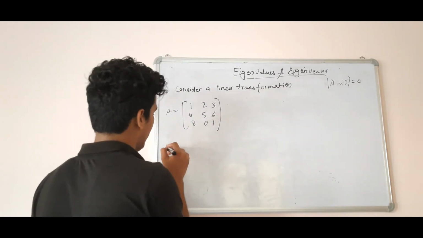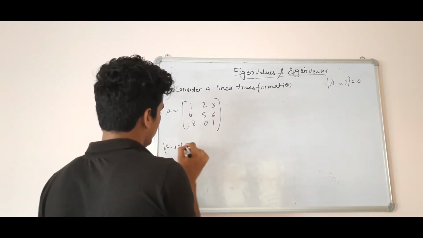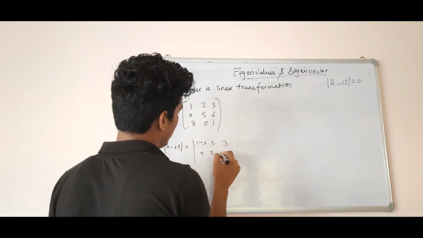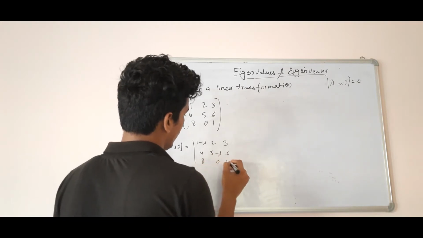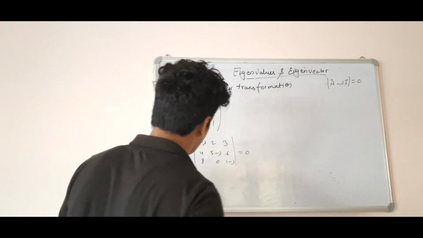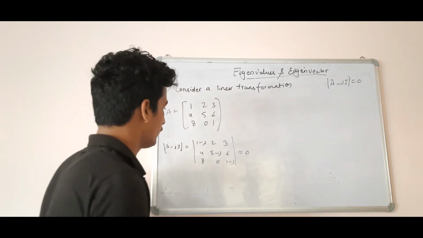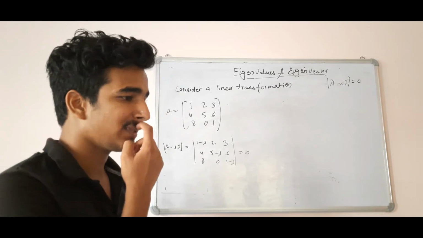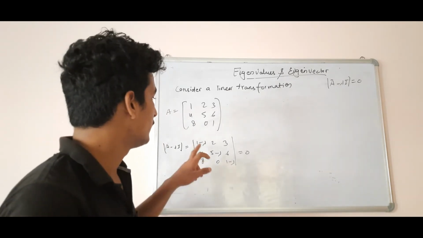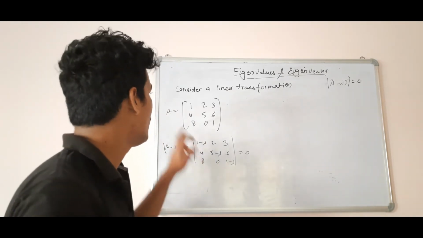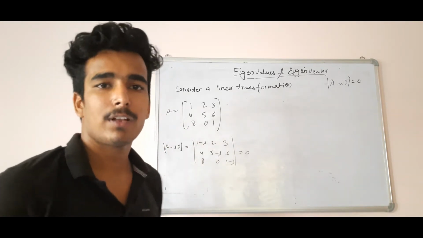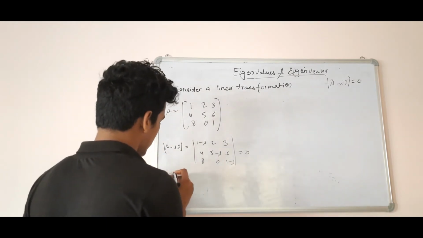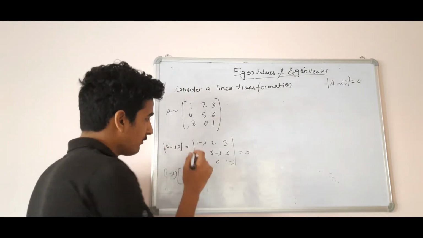Again, the determinant of A minus lambda I is [1 minus lambda, 2, 3; 4, 5 minus lambda, 6; 8, 0, 1 minus lambda], equal to 0. This is what I have to find, and then there is an equation. This equation has order 3 because lambda has 3 values, so the number of eigenvalues must be 3. After solving this, you get a polynomial equation of order 3.